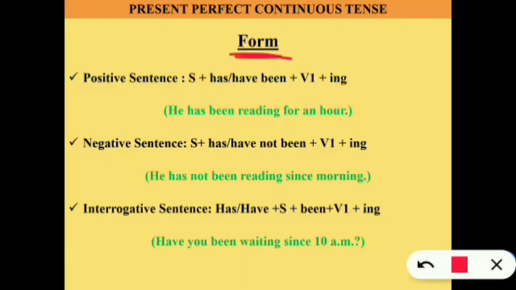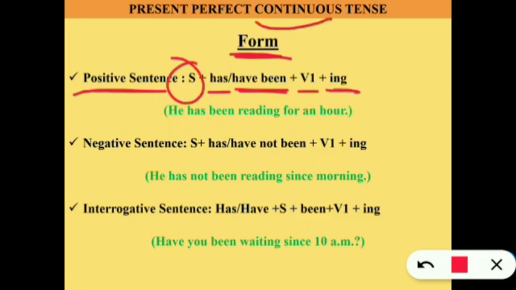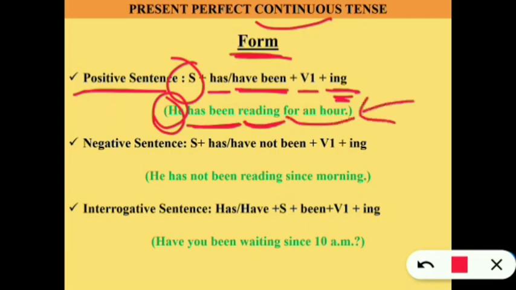Let's see the form. In a positive sentence, we use subject, has, have been plus verb 1 with ing. We know that wherever we use continuous tense, we have to use the ing form. So let's see the example. He, subject, has been, auxiliary verb, reading, continuous tense, then reading for an hour. So this is an example of present perfect continuous tense.